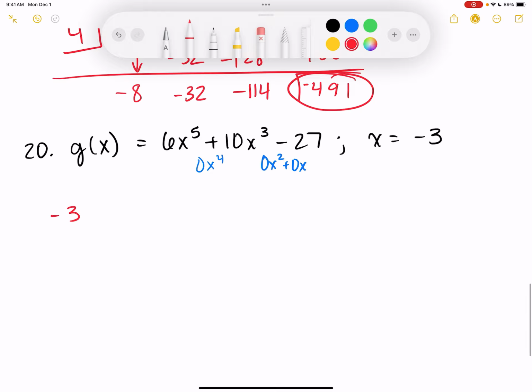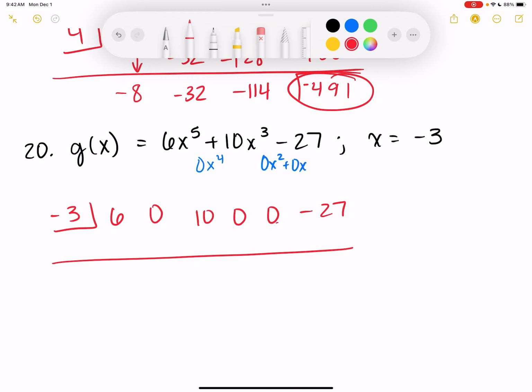All right, so we've got negative 3 in the box. Then I go across: I've got 6, then 0, then 10, then 0, then 0, then negative 27. You should always have one more number than your highest powered term. This is x to the 5th, so I have 1, 2, 3, 4, 5, 6 numbers here. So I have all my zeros. It's just another way you can check it.